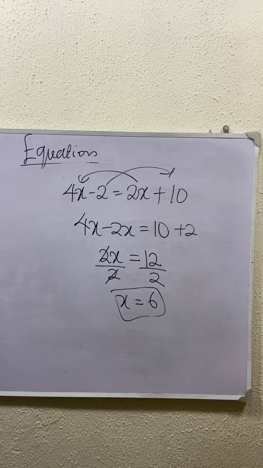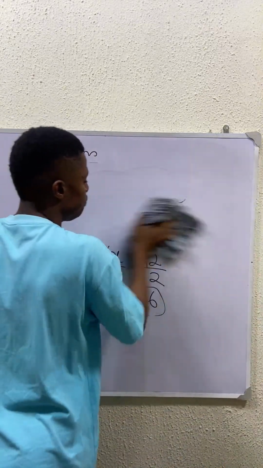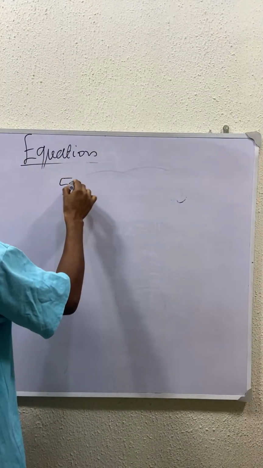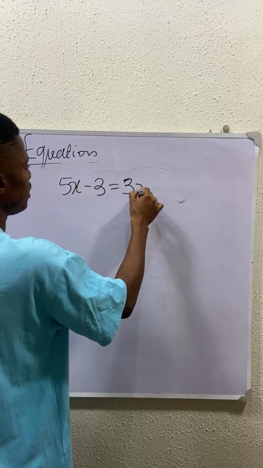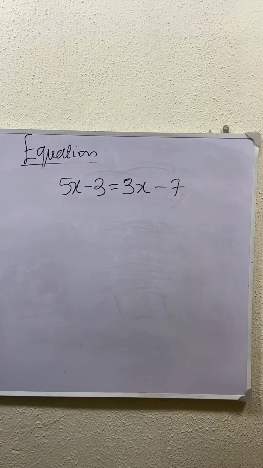So this is just solving simple linear equation. So this is it. So let's look at the next one. 5x minus 3 is equals to 3x minus 7. What is the value for x that can make the left and the right hand side of the equation to be the same? Can you do algebra equation step by step?